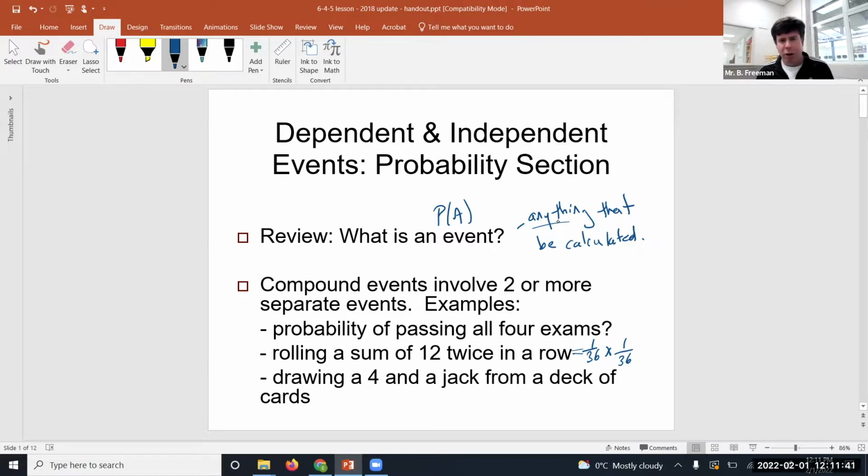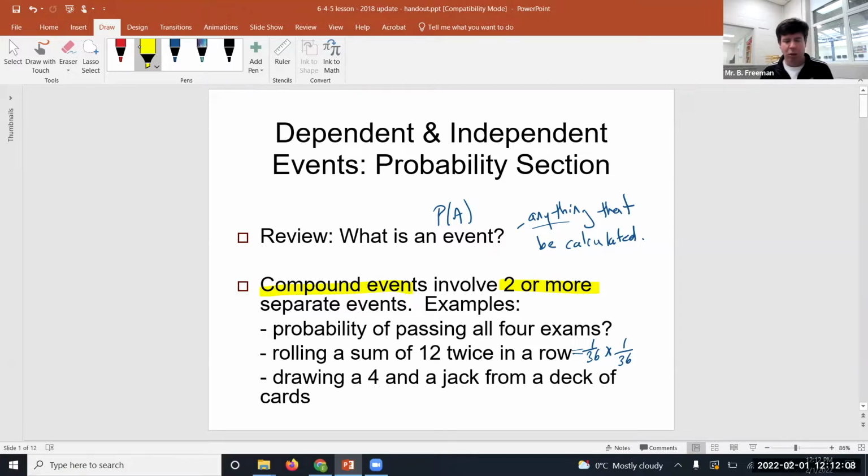What's a little different now, though, is that we're looking at this idea of compound events. And so these are more than one event occurring at a time. And the key here is that it's not just limited to 2 events, it's 2 or more separate events that are occurring. But this can be as simple as flipping a coin multiple times. It can be multiple rolls of a die, taking multiple cards out of a deck of cards.